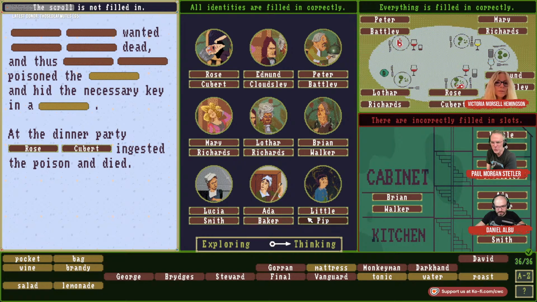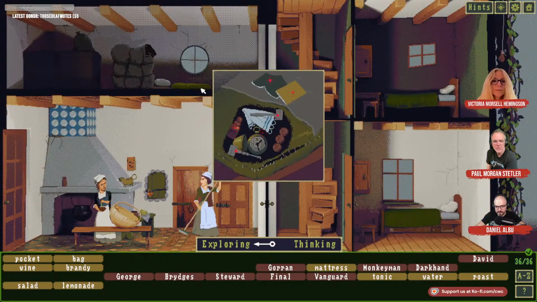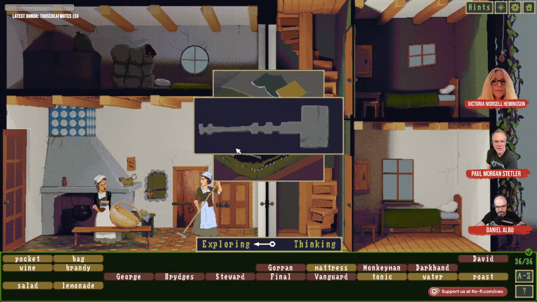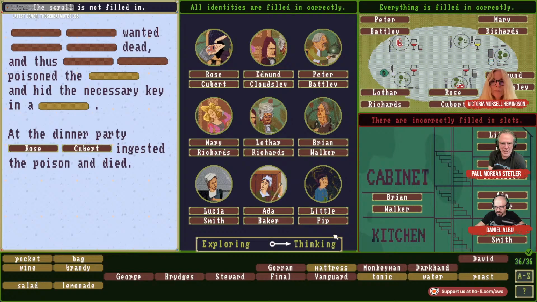Little Pip has that little room, says Monk Babes. Makes sense. Which is the littlest room? He doesn't have the bottom room. Oh, that one at the kitchen, maybe? Yeah, that's got to be Little Pip. So I think you were right, because he has the tobacco and he just hasn't given it to David. So put little Pip back where he was. Maybe Edmund Cloudsley is up at the top. Move Ada Baker and Brian Walker back around.